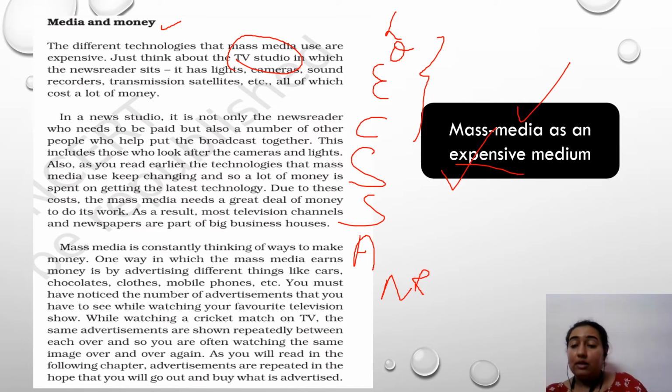So others also tend to get motivated that if that person is using, he's getting better results, we should also adopt those technologies and have better results subsequently. So as a result, most TV channels and newspapers are a part of big business houses because they are working globally, right?